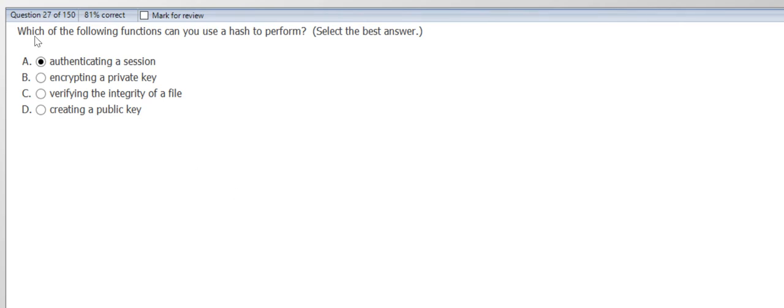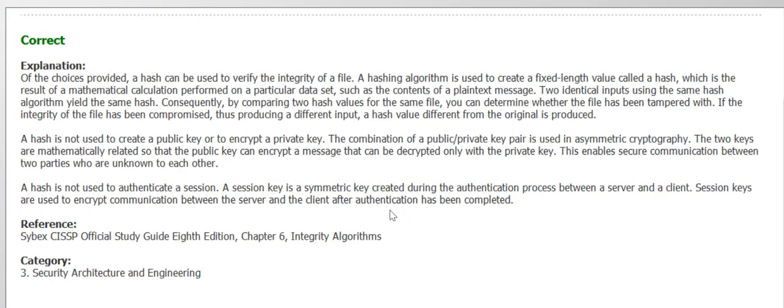Let's start. Which of the following functions can you use a hash to perform? A. Authenticating a session, encrypting a private key, verifying the integrity of a file, or creating a public key. So verifying the integrity of a file. Let's see the answer. Yes. The hash can be used to verify the integrity of a file.